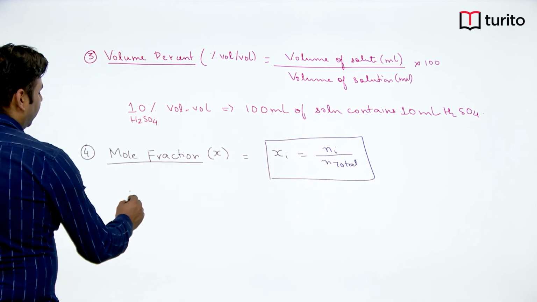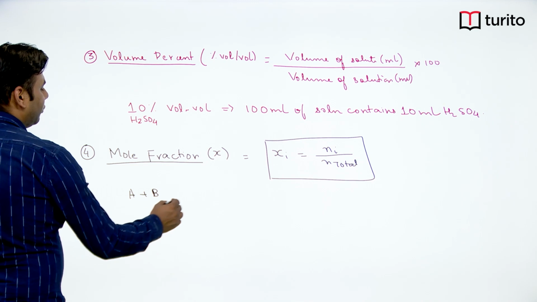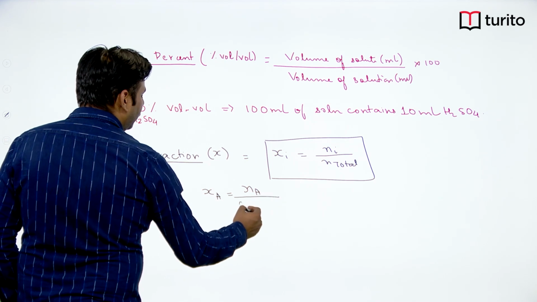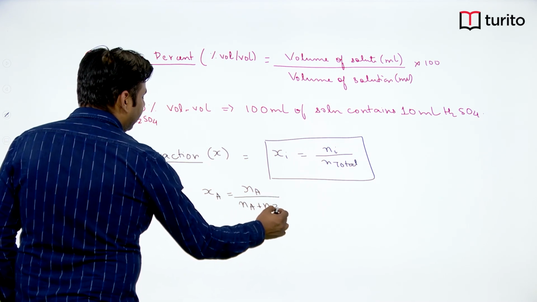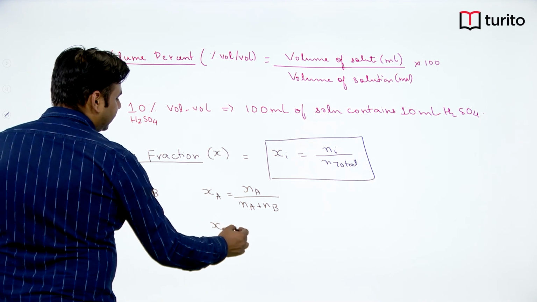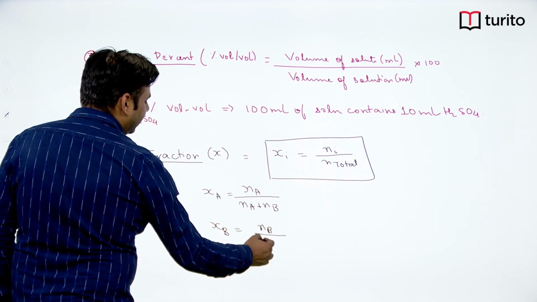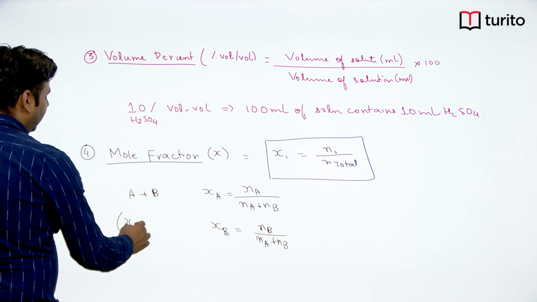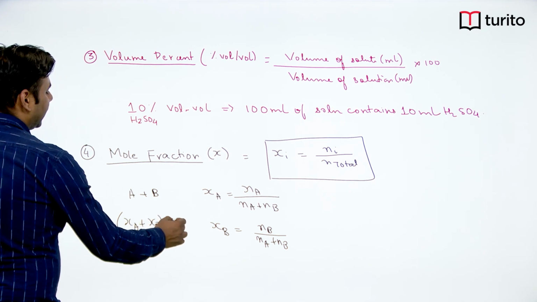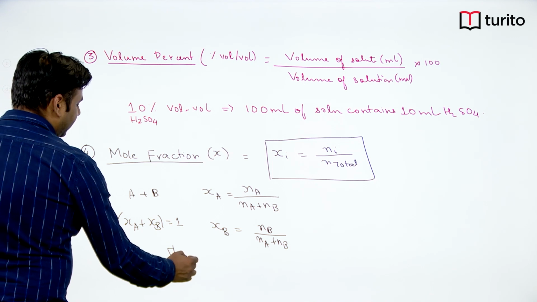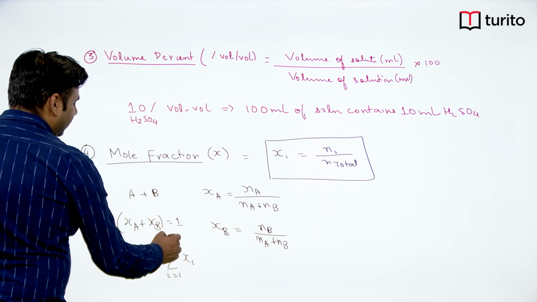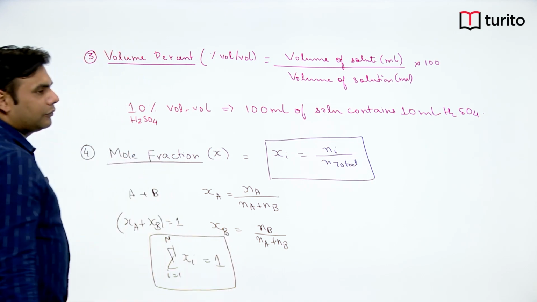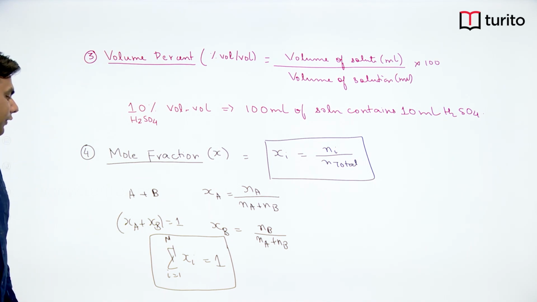So suppose we are having two components A and B. So the mole fraction of A I can write as number of moles of A upon total moles, that is Na plus Nb. Similarly, for the mole fraction of B, I will say it is moles of B divided by total moles. Okay, so we can clearly see that Xa plus Xb will be 1. So if there are n components in the solution, the sum of the mole fractions of all the components will always be equal to 1.